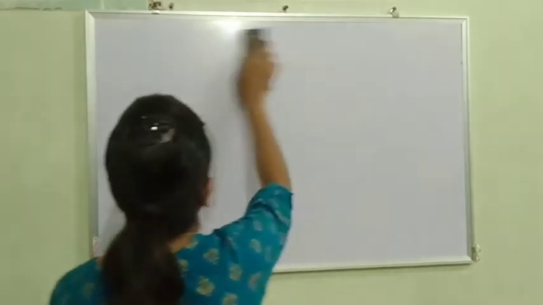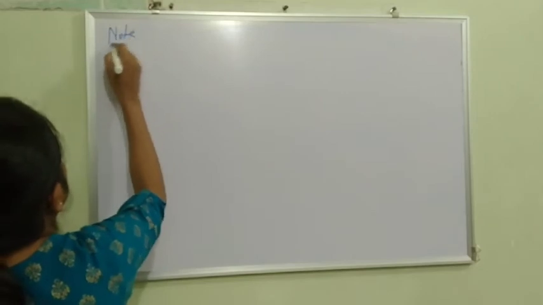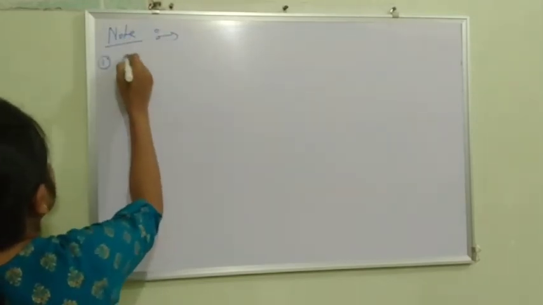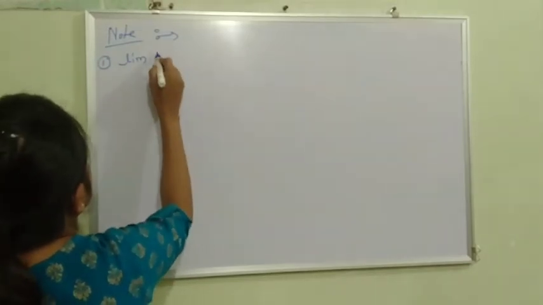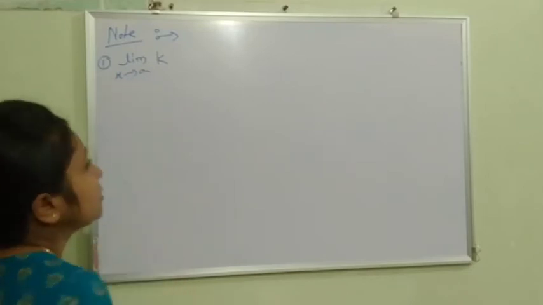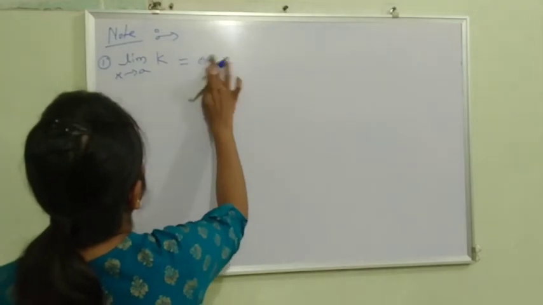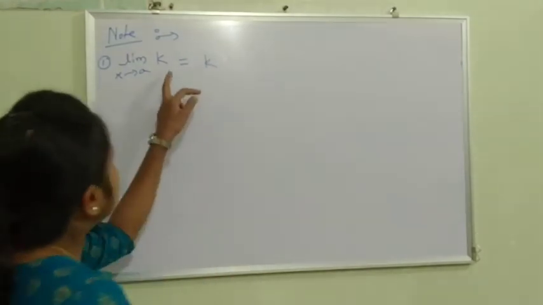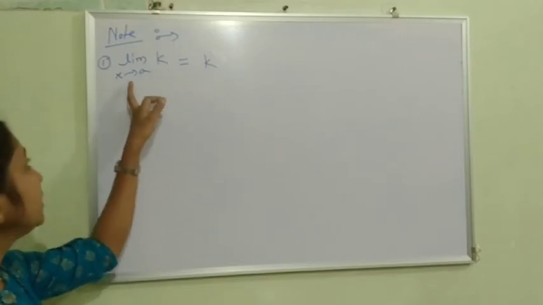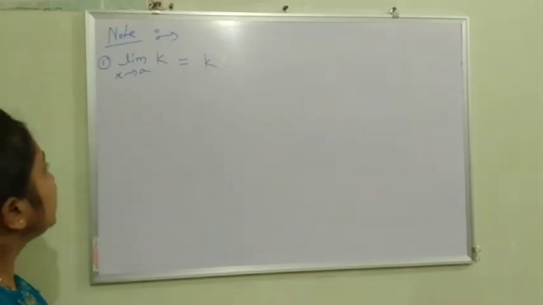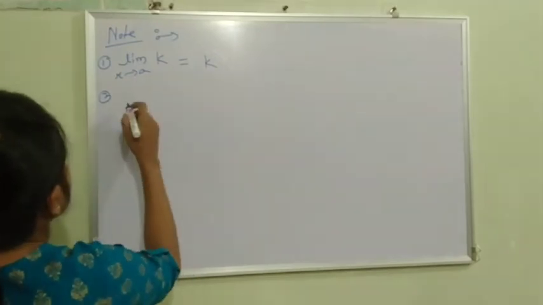Now let us go with some notes, and then we will go to some examples. First one: suppose k is any constant. What is its limit as x tends to a? It should be k. This k is an independent term; it does not contain any term involving x. So the limit of a constant k as x tends to a is k.